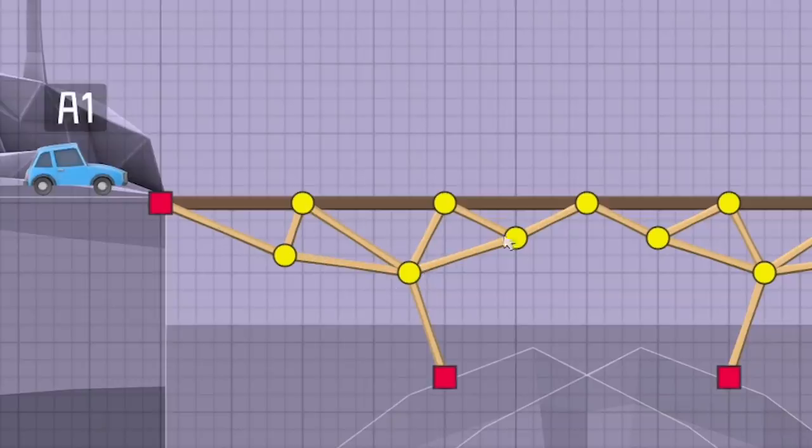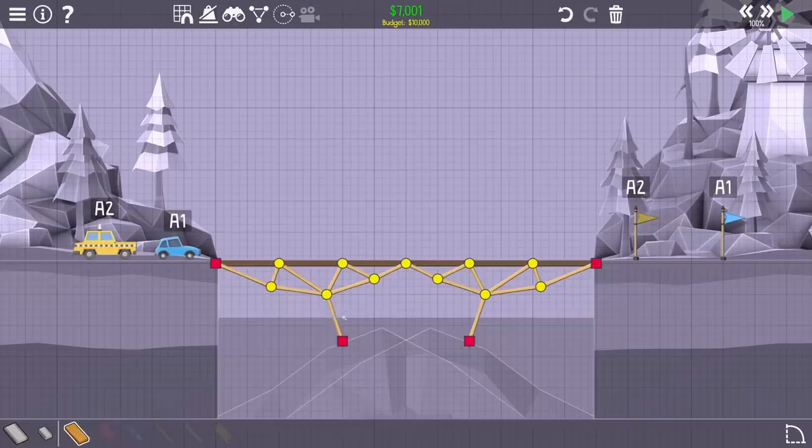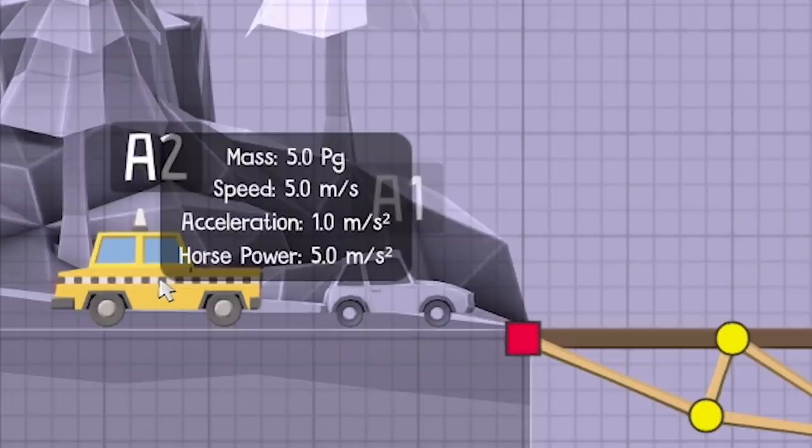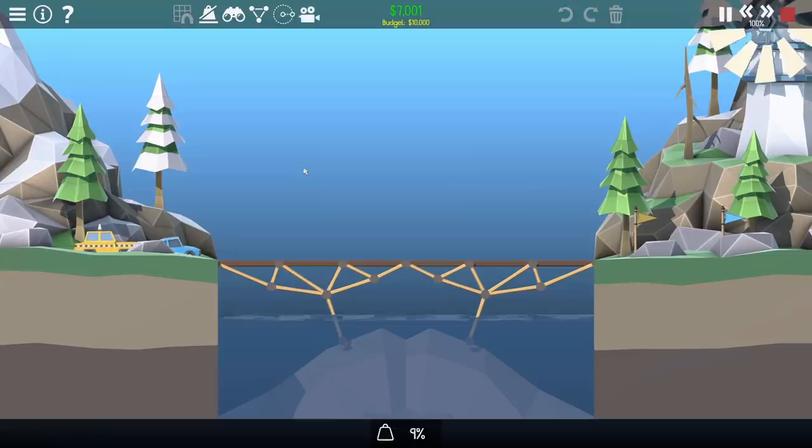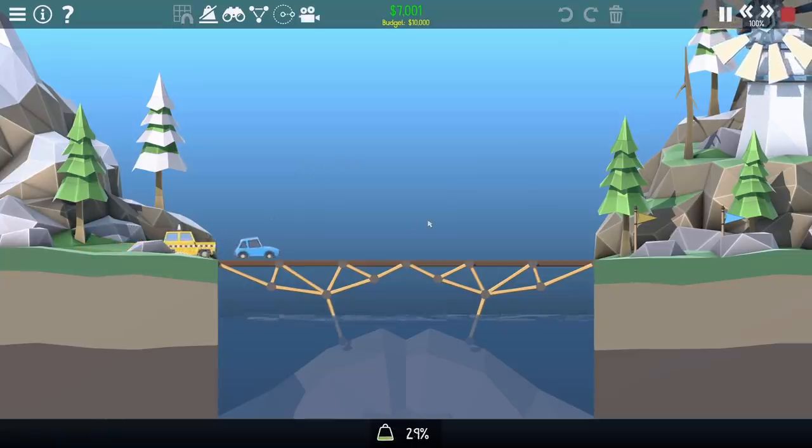We've sort of just got trusses underneath, and it should bring all the force along this. Whether that's strong enough, because we've got a taxi this time. It's a little bit heavier, 5 polygrams. Normal car's only 3. So let's see what happens. They're both going at the same time as well. Bit risky. Oh, easy. Easy.